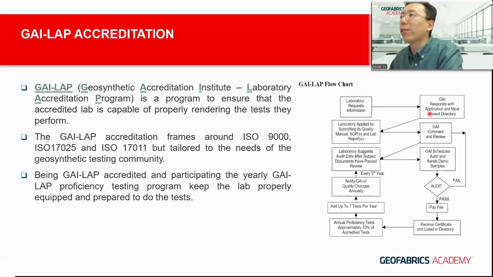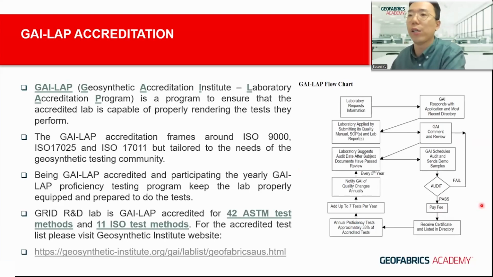And on the right-hand side here is a general GAI-LAP flowchart for the accreditation program. And for the details, you are welcome to visit the Geosynthetic Institute website shown here. And also, you can find the test methodologies we are accredited for in the GRI R&D lab in the link below here. So currently, we have more than 40 ASTM test methods accredited and more than 10 ISO test methods accredited in the GAI-LAP program.